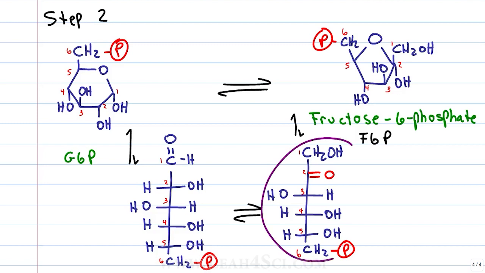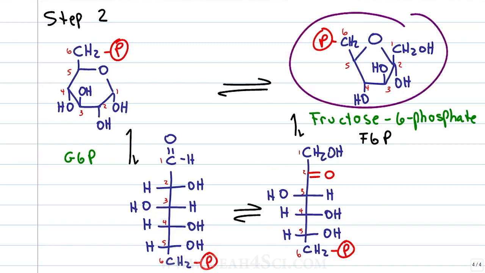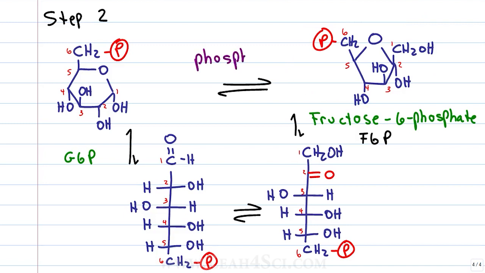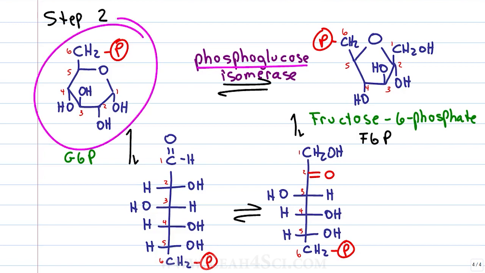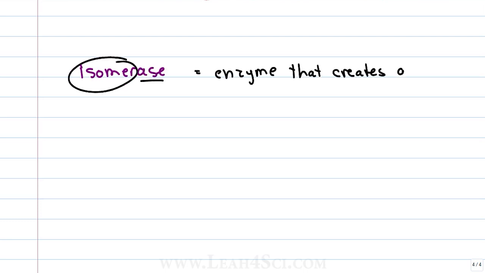Once we have a fructose 6-phosphate, we're able to reform the cyclic structure, because remember, in the cell, they're always in equilibrium between linear, which we show in Fischer, and cyclic, which we show in Haworth. The enzyme that catalyzes this reaction is called phosphoglucose isomerase. Phosphoglucose, because it acts on a phosphorylated glucose molecule, and isomerase, which ends in -ase, telling us that it's an enzyme that creates an isomer.